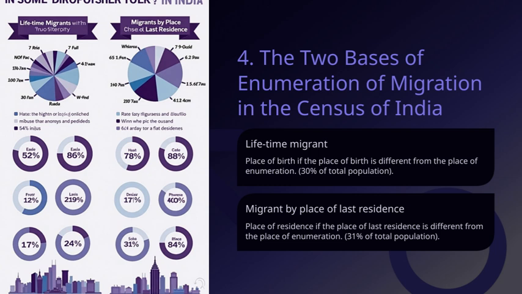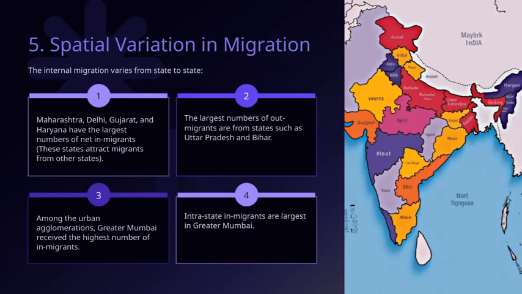Finally, there's the concept of lifetime migration, which captures individuals who have moved at least once in their lives. All of these data points are part of the two main bases of enumeration in the Census of India. These bases help us systematically understand migration patterns and their implications on the population distribution. Recognizing these different bases allows us to analyze migration more comprehensively and connect it to broader themes like development, urbanization, and demographic change.